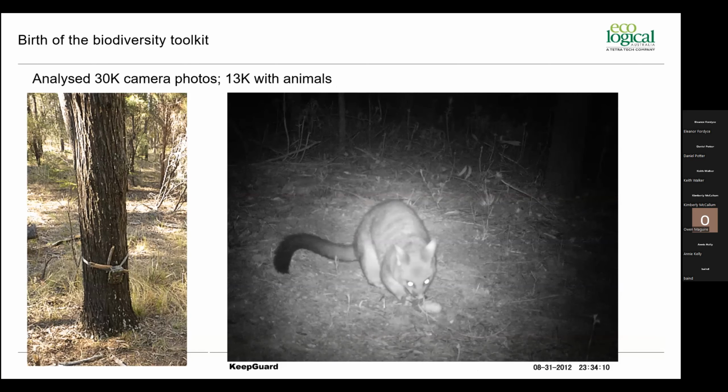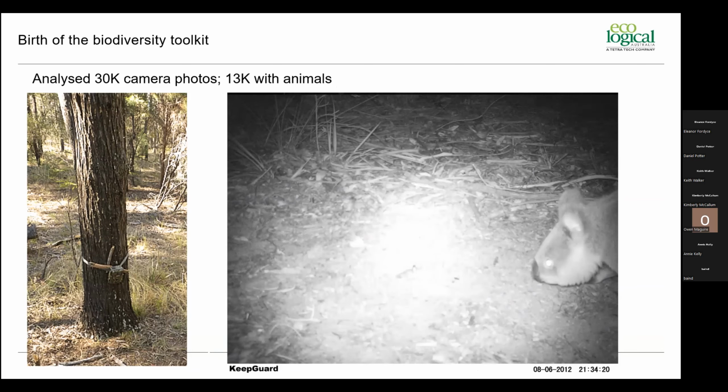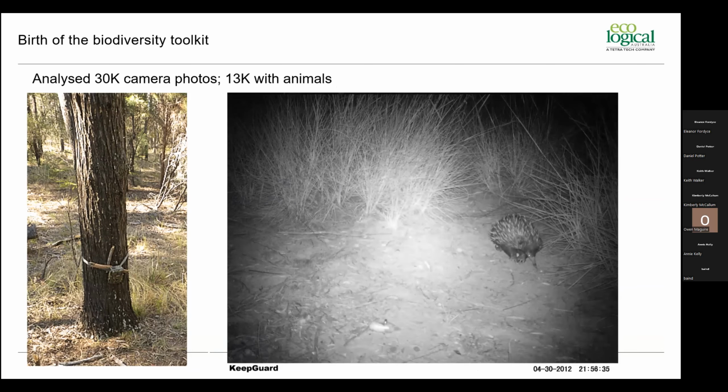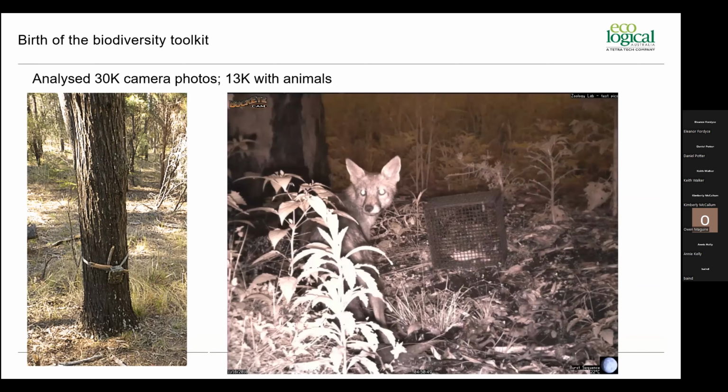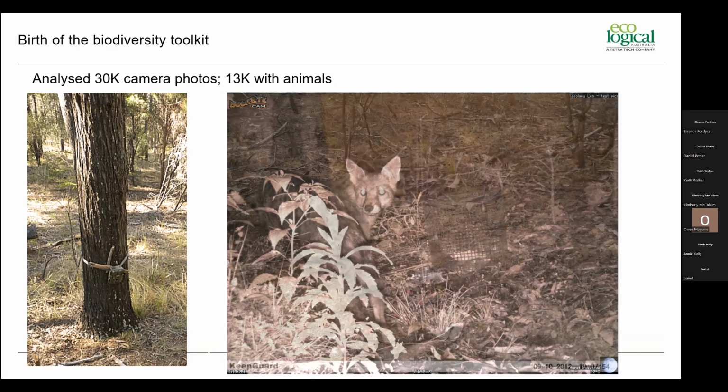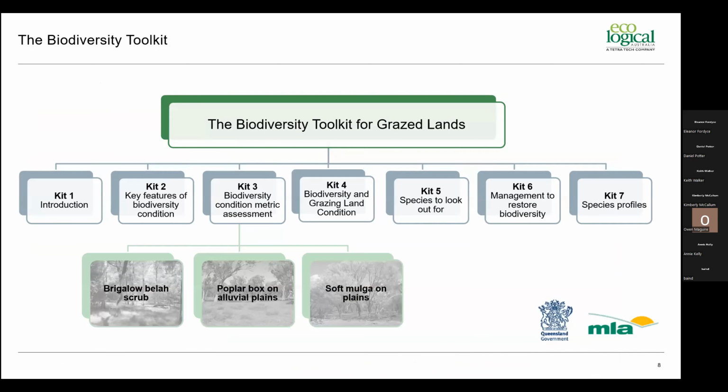We also started using cameras, and this was Dan Ferguson's baby. There's about 30,000 odd camera photos. Almost half of those had animals in them, such as brushies, koalas, echidnas, and of course the ferals as well, which is all good information.